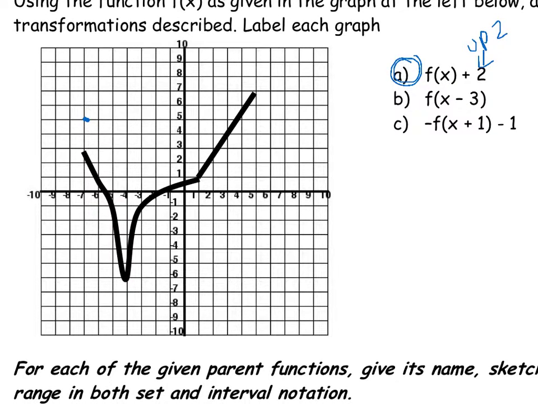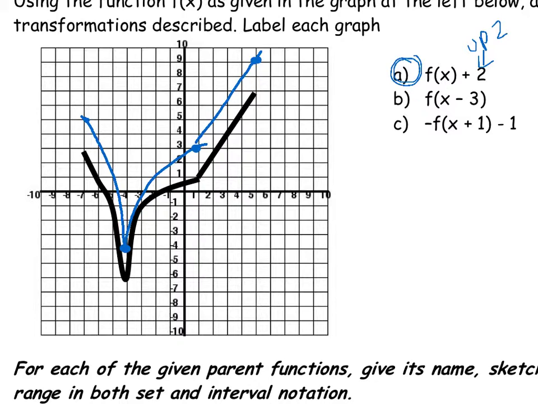Get a bigger pen here. My bottom point is going to go up 2 units, and that'll be my new spot right there. This next point, go up 2. There's my new point. And the last one will also go up 2, giving me my new point. So then when I connect them, that'll give me my graph of f of x plus 2.